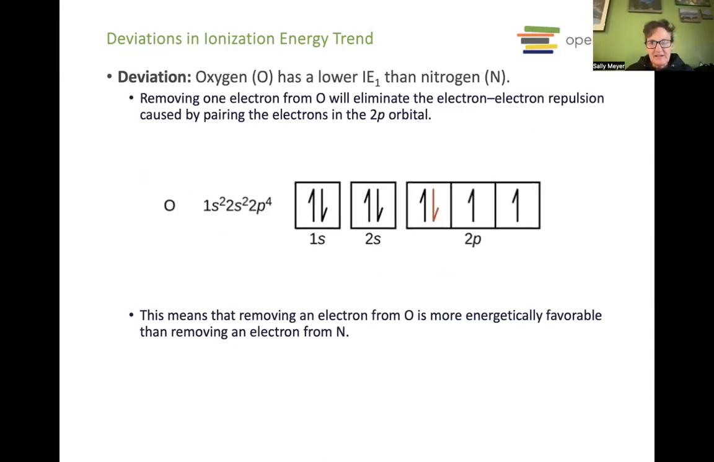This is explaining the trend I just talked about with nitrogen and oxygen: if you're removing one from oxygen, it eliminates that electron-electron repulsion caused by pairing the electrons in the 2p orbital. So the electron you're taking out of an oxygen atom is the one that's in a paired p orbital. And so removing that electron from oxygen is more energetically favorable than removing one from nitrogen, where it's just coming out of a p orbital that only has one electron.